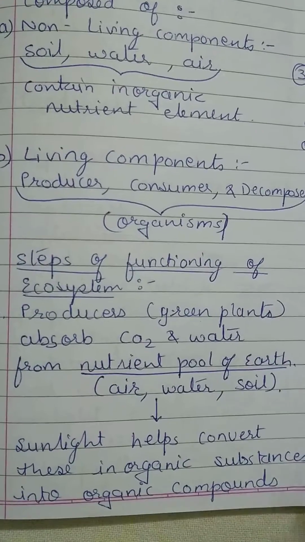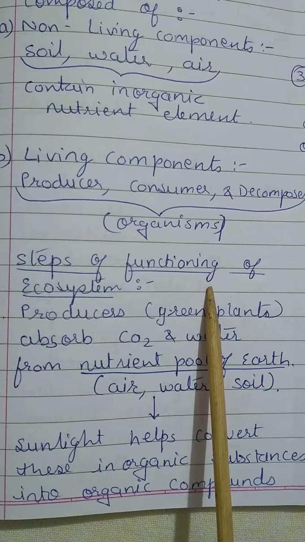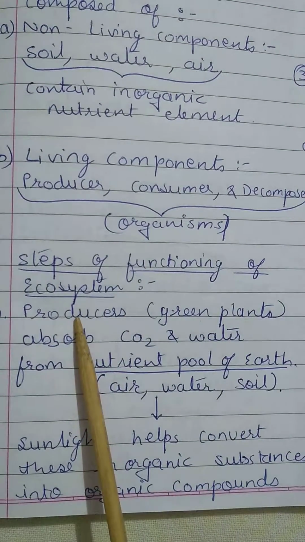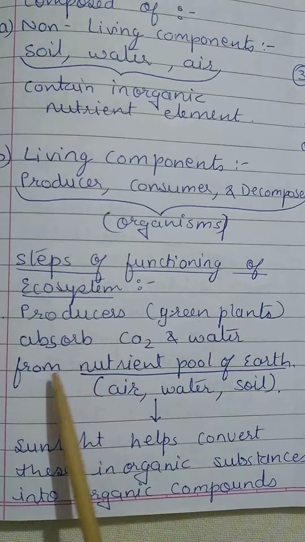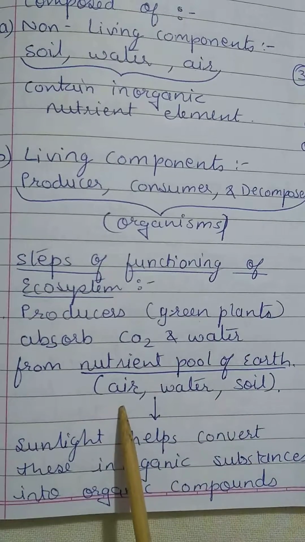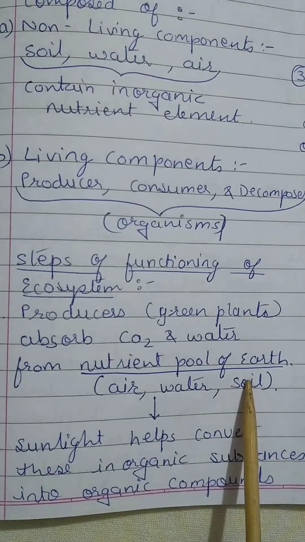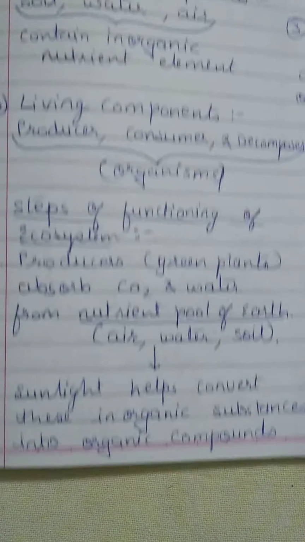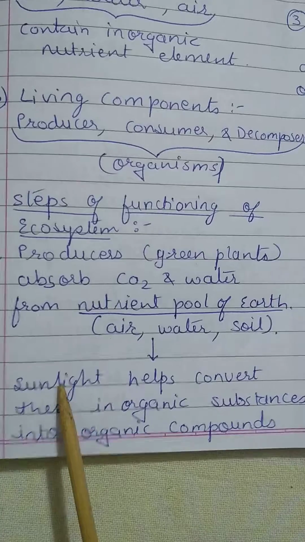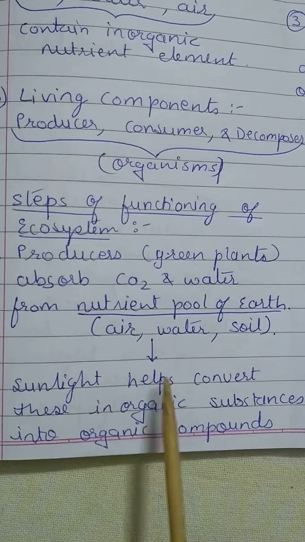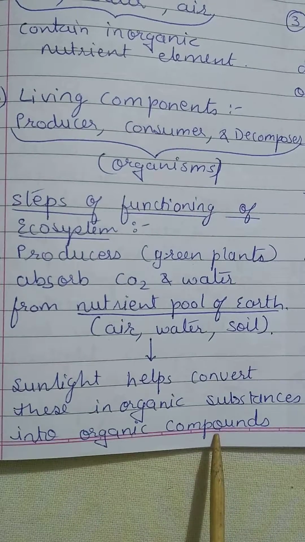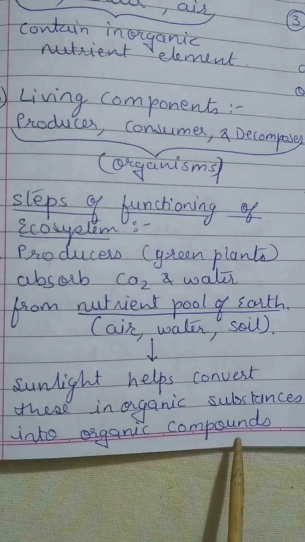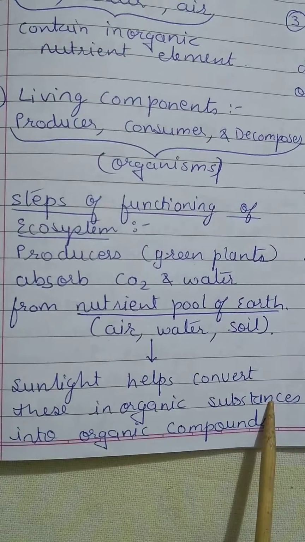So, the steps of functioning of an ecosystem. How does an ecosystem function? In any ecosystem there will be a producer. A producer is a green plant. They absorb carbon dioxide and water from the nutrient pool of the earth. What is the nutrient pool of the earth? Air, water and soil are the nutrient pool of the earth. And the sunlight is taken from outside, and this sunlight helps convert these inorganic substances into organic compounds like starch and proteins, of which our body is made up. All these are synthesized using simple inorganic substances.